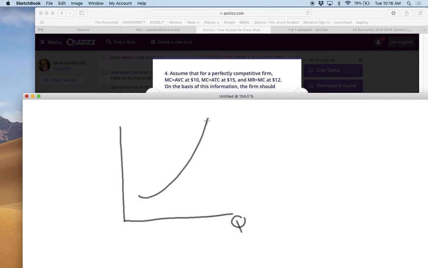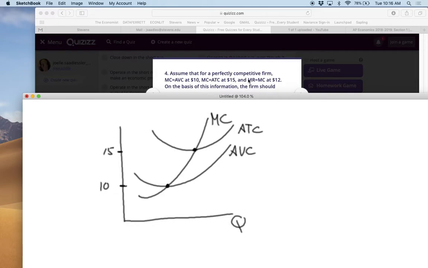So we know that here's marginal cost, here's average cost or average total cost, and here's average variable cost. We're told that marginal cost equals average variable cost at 10. Marginal cost equals average total cost at 15. Marginal revenue equals marginal cost. Marginal revenue is price at 12. So in other words, we have a situation where the price is equal to 12.